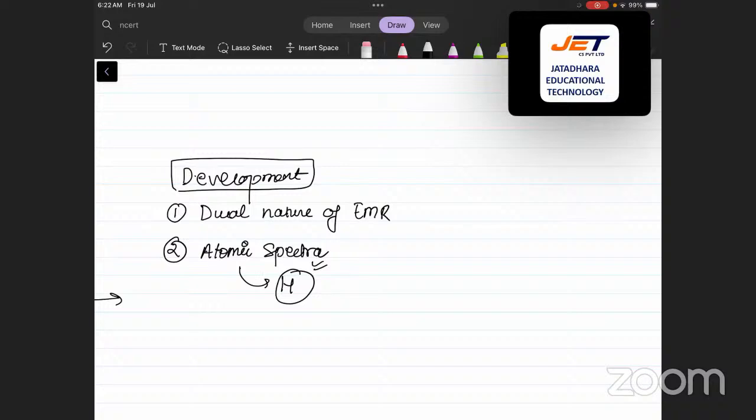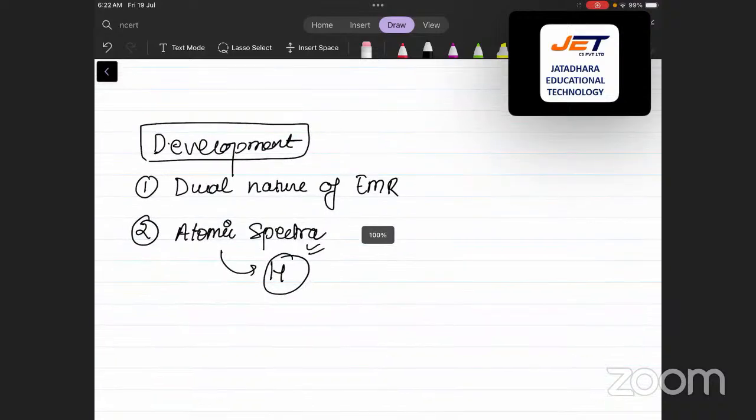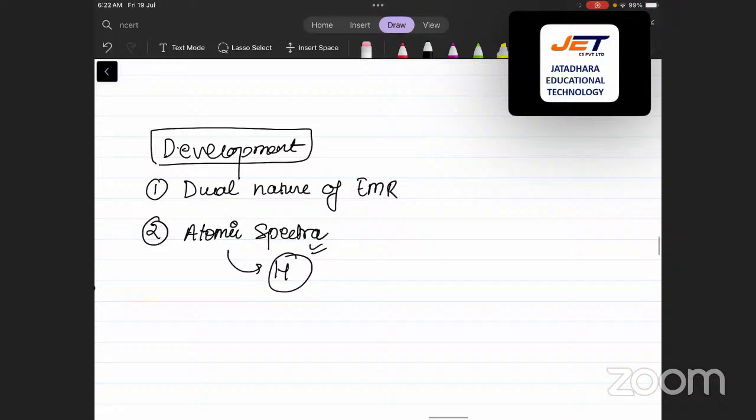So yes, Gayatri, what did we learn in the dual nature of electromagnetic radiation? What were the two experiments that we learned about?